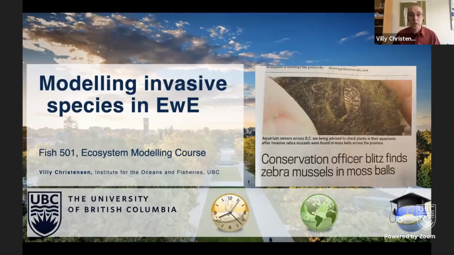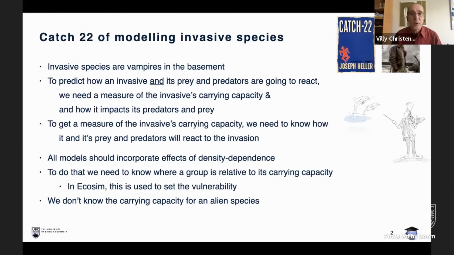This is a big question. Both invasive species, such as the zebra mussels, and also, of course, species that extend their range into new areas, both are of concern and something we are looking at. So, how do you model it? Well, one issue here is there is kind of a catch-22 of modeling invasive species. And if you don't know what catch-22 is, you should really read the book by Joseph Heller, or watch the movie about it.